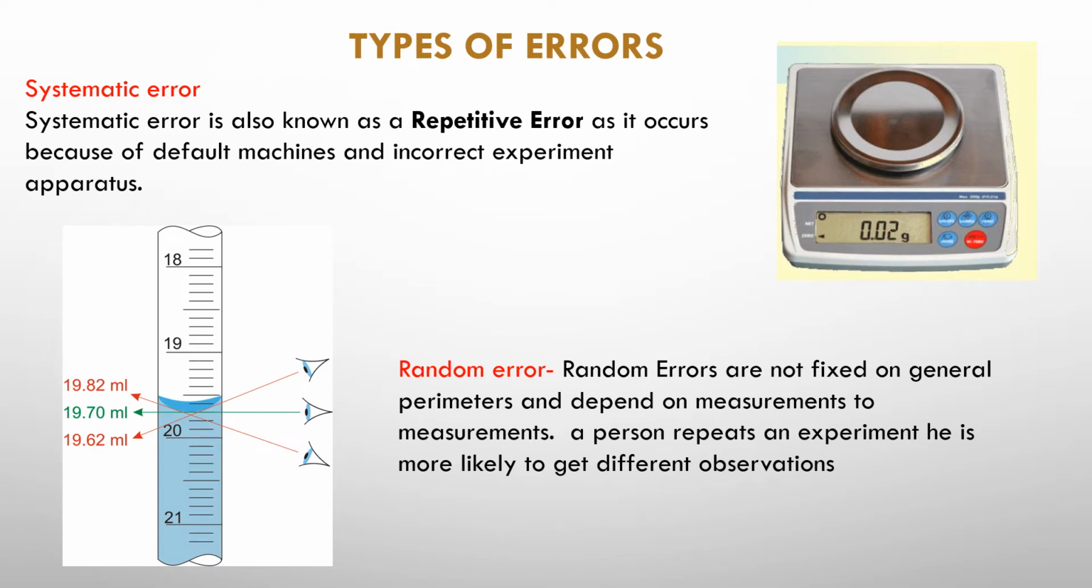So parallax error is an error that results from a measurement when an incorrect eye reading level is used. If you can see here, the red readings that are obtained in this measurement are incorrect, because the correct way of taking the measurement in this case is at eye level. The eye level and the lower meniscus should be in line with each other. So the green one is showing a correct reading, while the red readings are incorrect, and that is an example of a random error.